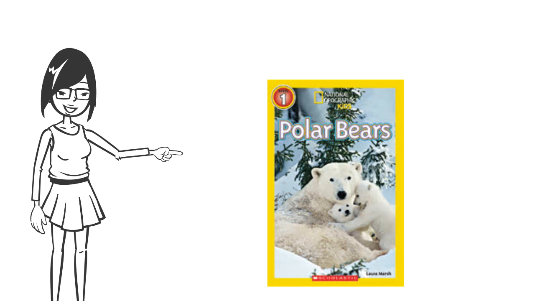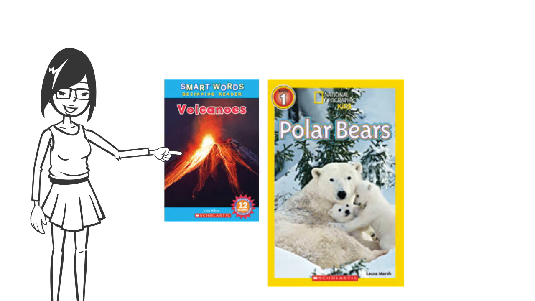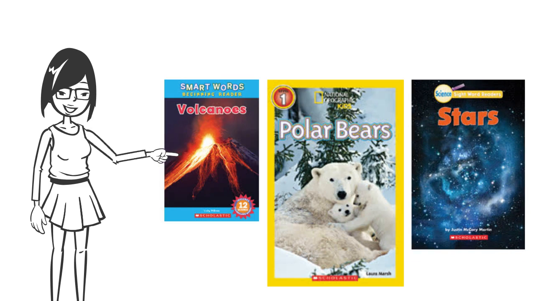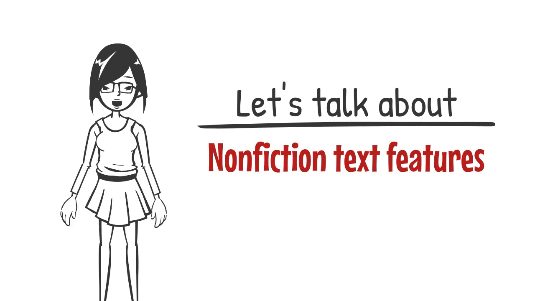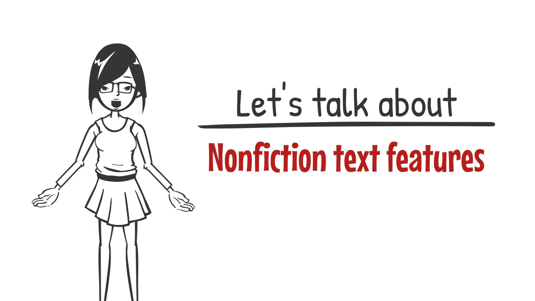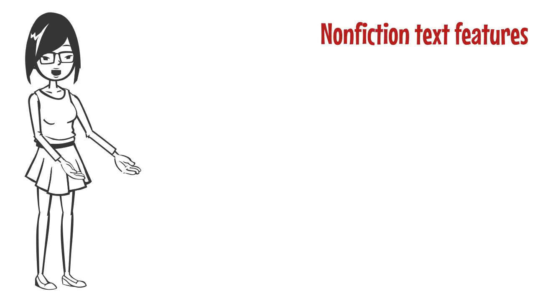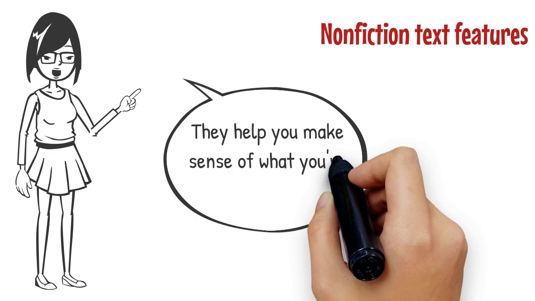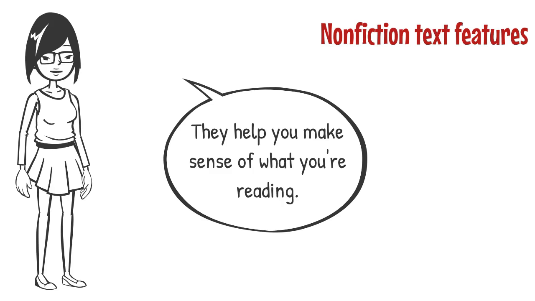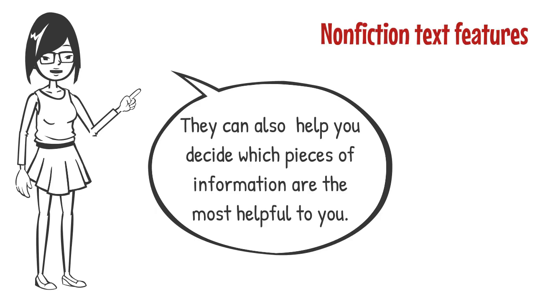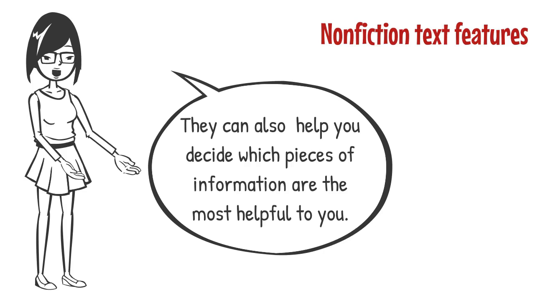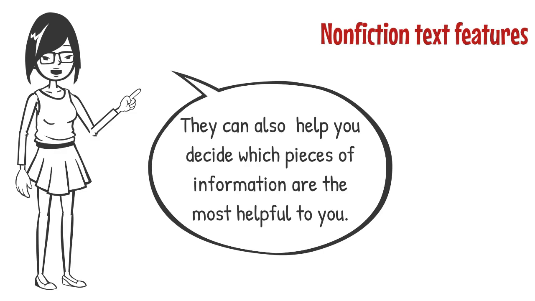Some of you like to read books about animals, nature, and space. We call this kind of books informational texts. Now, let's talk about nonfiction text features. Text features are the things found in nonfiction materials that help make sense of what you're reading. These text features can also help you decide which pieces of information are the most helpful to you.